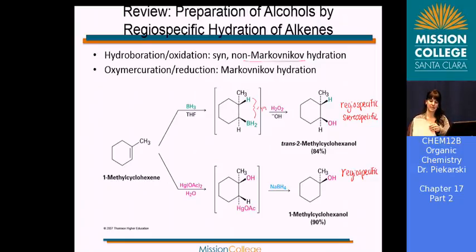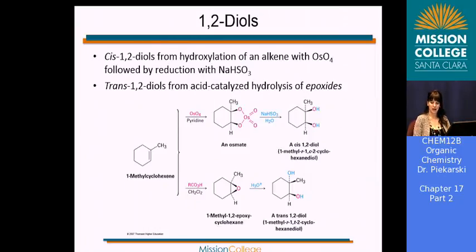Useful for your multi-step synthesis. Okay. We also just talked about cis-1,2 diols. And remember, cis-1,2 diols are made from osmium tetraoxide in the presence of a weak base like pyridine. And it makes this cyclic osmate intermediate. We didn't go through the full mechanism of this, but we did talk about the intermediate.